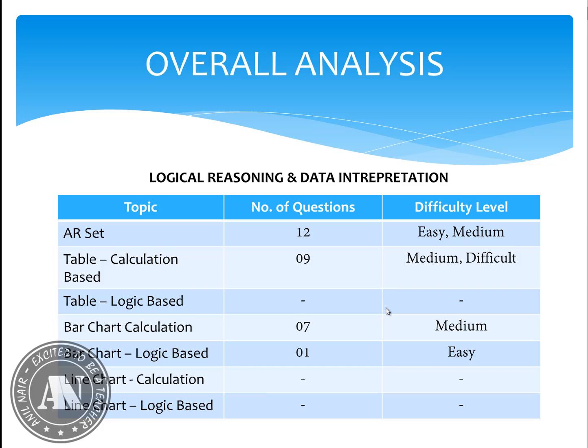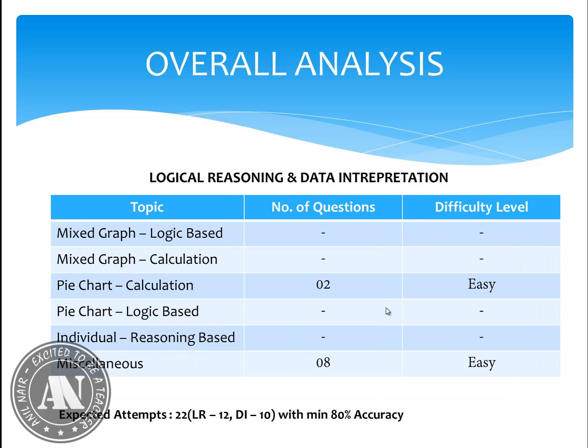Logical reasoning and data interpretation. This was the distribution. There were 12 questions from analytical reasoning, 9 questions from calculation based, 7 questions from bar chart, 1 question from logic based, and 8 questions from miscellaneous. There was also a question with a mixed graph, and we think that the number of attempts should be around 22, distributed as LR 12 and DI 10, with minimum 80% accuracy.